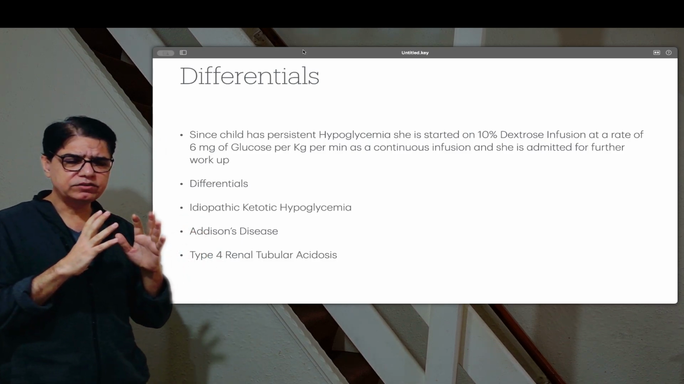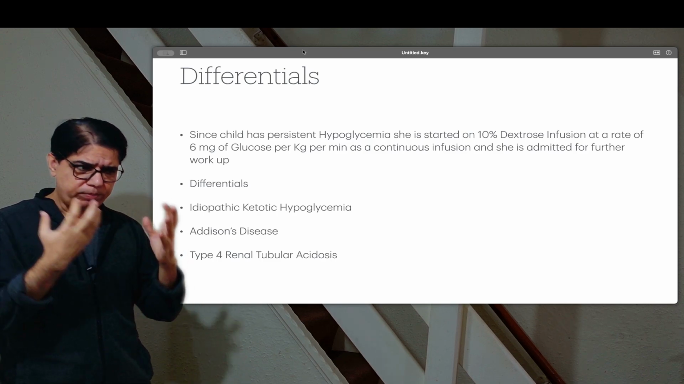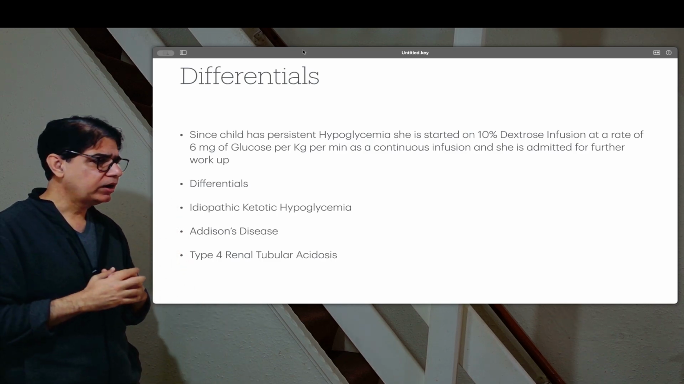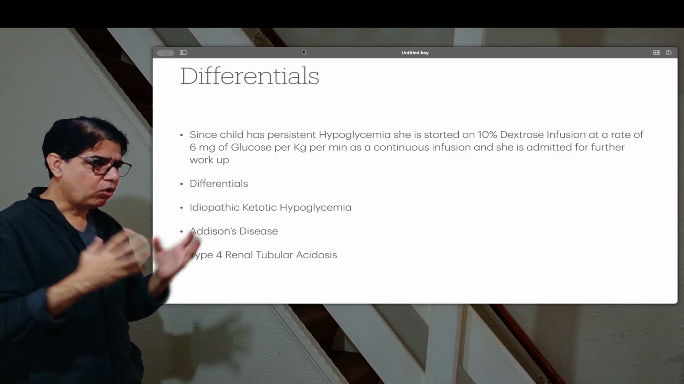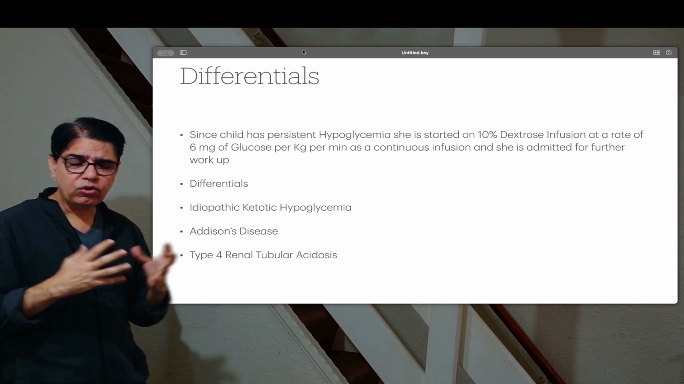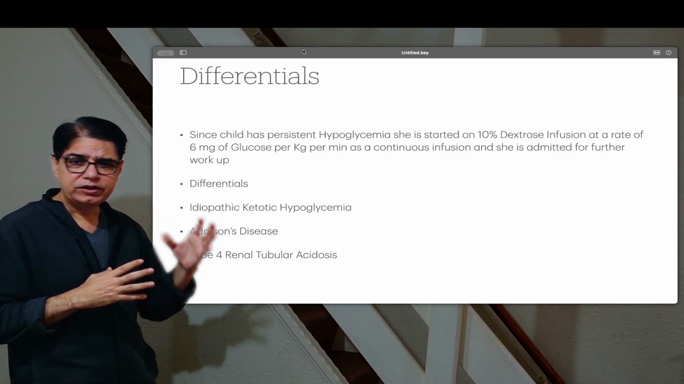The three important differentials that you should be considering here are idiopathic ketotic hypoglycemia, number one. Number two, Addison's disease or adrenal insufficiency, as we call it. And number three is type 4 renal tubular acidosis.